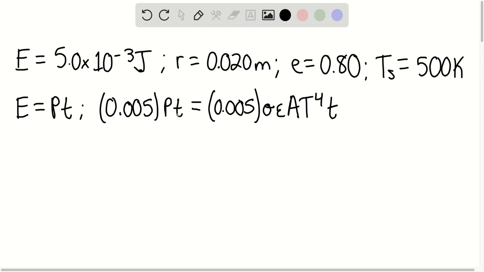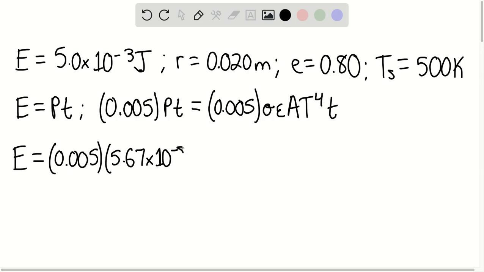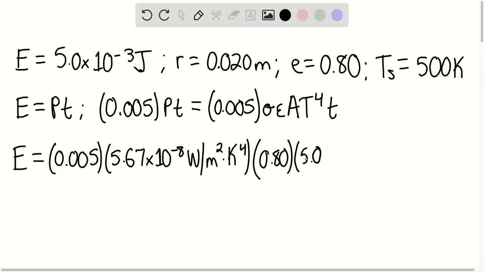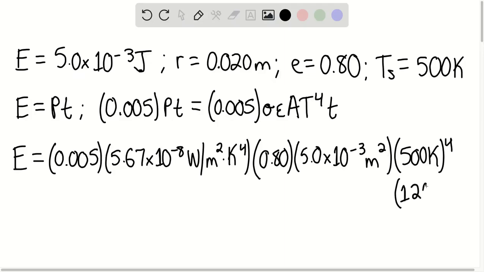Of course, then we find that E would be equaling 0.005 multiplied by 5.67 times 10 to the negative eighth watts per meter squared Kelvin to the fourth, multiplied by 0.80 times the surface area of 4 pi r squared, with r equaling 0.020 meters. This is going to be approximately 5.0 times 10 to the negative third meters squared, multiplied by 500 Kelvin raised to the fourth power, multiplied by 120 seconds.